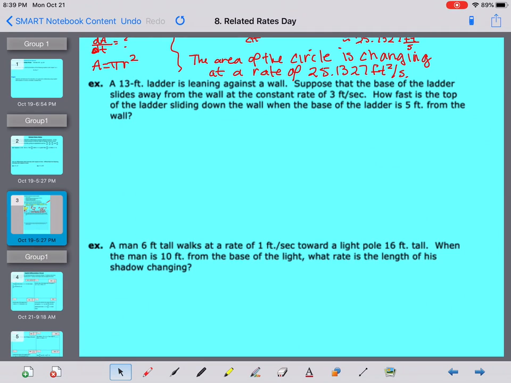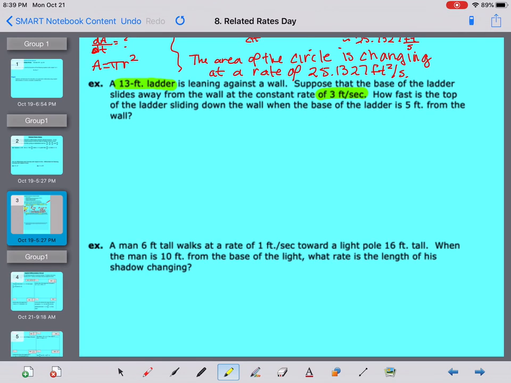Okay, so there's a couple things we know. We know that we have a 13-foot ladder. Okay, that's going to be important. And then it says, suppose that the base of the ladder slides away. So the base of the ladder is sliding away at a rate of 3 feet per second.